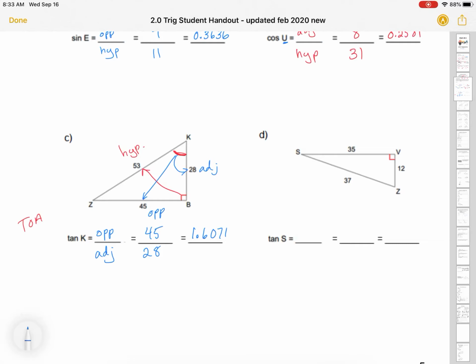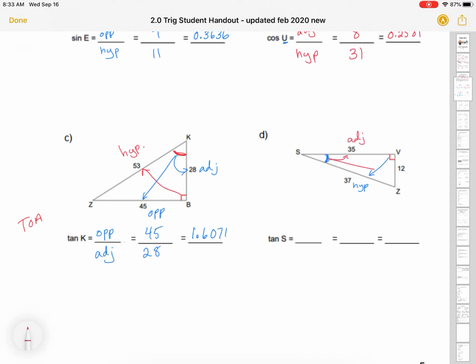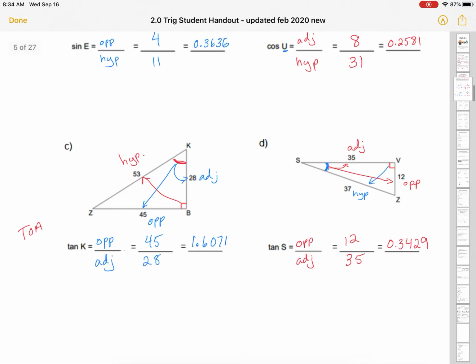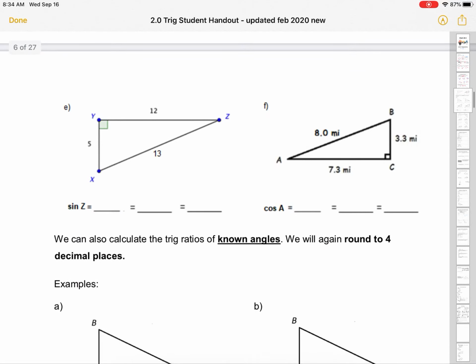Now here we're doing another tan. Interesting thing, tan is the only ratio that can be over 1 when we're doing right angle triangles. So there's our S. This is our hypotenuse. Our adjacent is 35 and our opposite is 12. Tan is opposite over adjacent, so it's going to be 12 over 35, which is 0.3429. Hopefully we got those. If you didn't get the same values, double check your math. Okay, let's do a couple more.